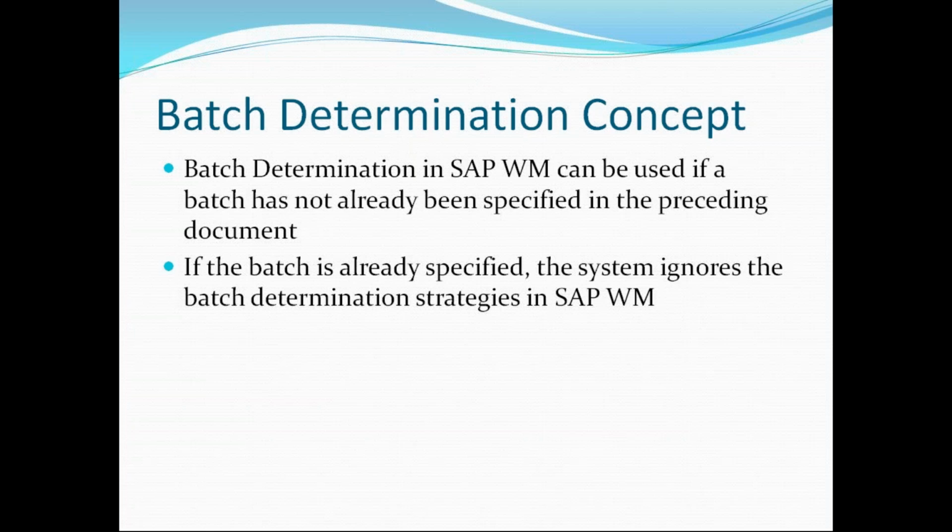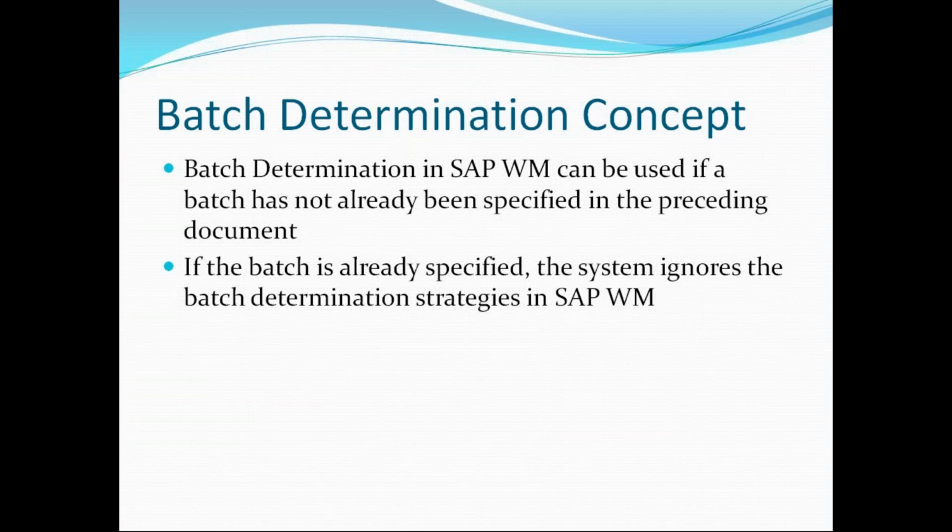Instead, if we are not specifying any batch in any of the preceding documents, that is the sales order or the outbound delivery, then system will try to get the actual batch by using the batch determination strategy. So the main concept is we should not provide any batch in the preceding document. During the time of picking, that means whenever the system tries to create the transfer order, system will propose the bin as per the batch determination strategy.